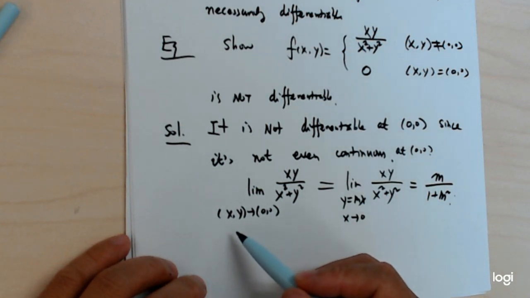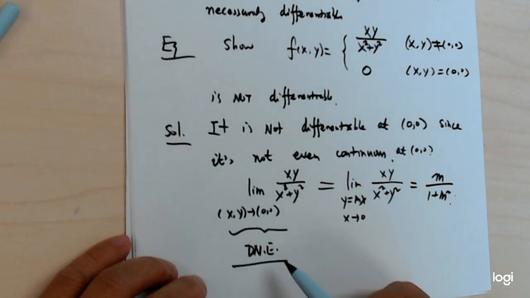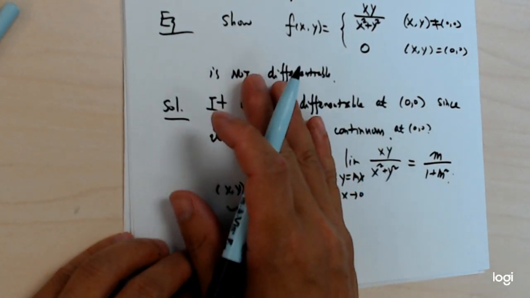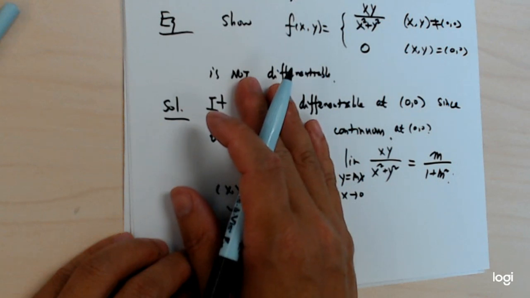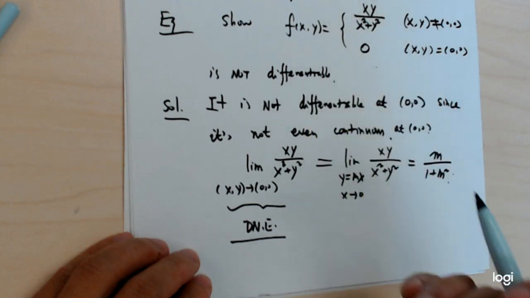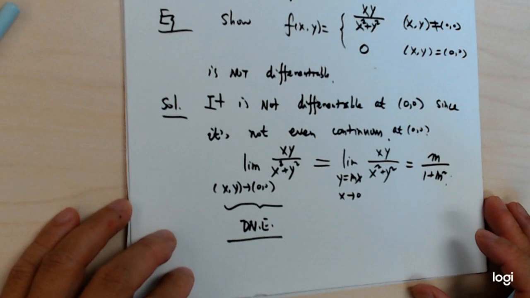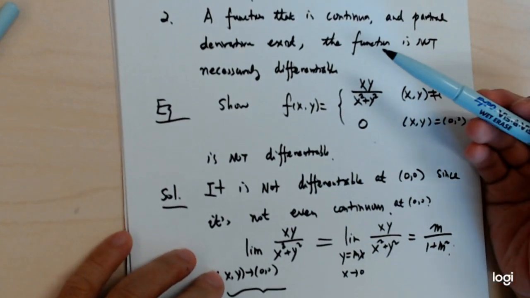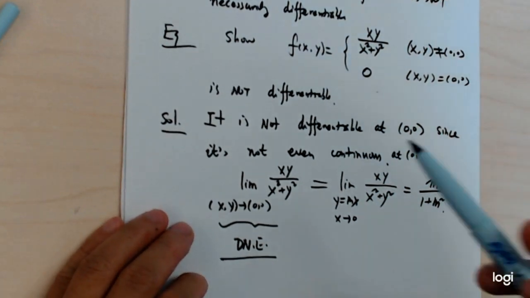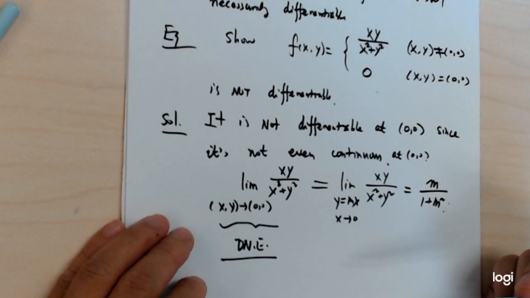So what I'm trying to say here is this limit does not exist. I probably shouldn't write it this way. I probably should just say because this is m over 1 plus m squared, that's why this limit does not exist. That's what I mean. So that's a quick application of the fact that for a function to be continuous, the function may not necessarily be differentiable. Sorry, it's definitely not necessarily differentiable.